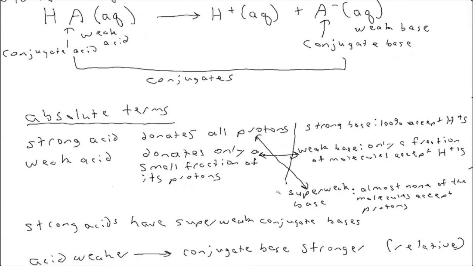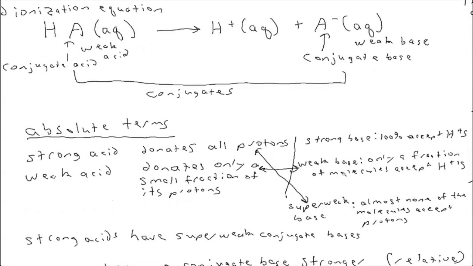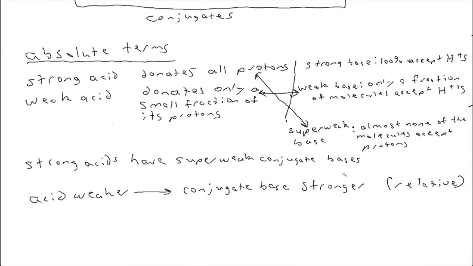So the point I'm making is that if something is a weak acid in absolute terms, because only a fraction are donating protons, then its conjugate is a weak base. Also, that doesn't contradict this point, which is about relative terms. The weaker the acid is in relative terms, the stronger the base is in relative terms. When you make the acid weaker, you make the base stronger in relative terms. But that doesn't mean the base is strong in absolute terms. It's probably still only going to be accepting a fraction of the protons.